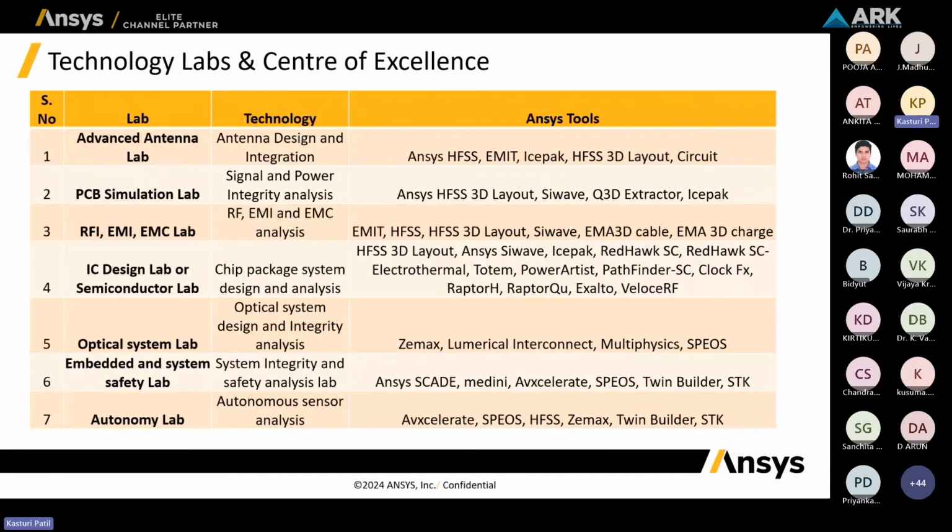So this is one of the important slides, where suppose anyone wants to design an advanced antenna lab, they should have Ansys HFSS, EMIT, IcePak, HFSS 3D Layout, and Circuit. These are the tools which we require for designing an antenna lab. In case of PCB simulation lab, we require HFSS 3D Layout, SIwave, Q3D Extractor, IcePak, etc. For other labs also, like embedded systems lab, we require ANSYS SCADE, Medini, then Speos, Twin Builder, SDK, etc. So this is one of the important slides. You can take a screenshot or you can take a photo of this.